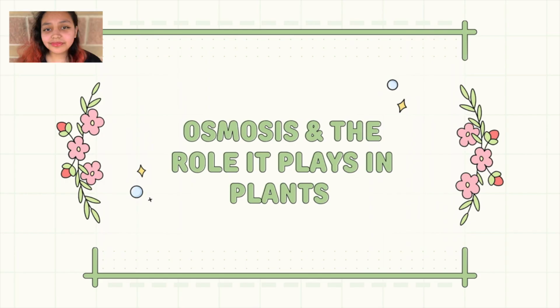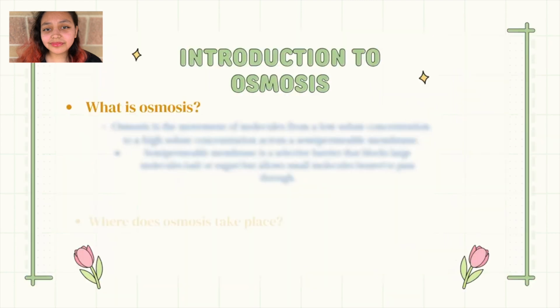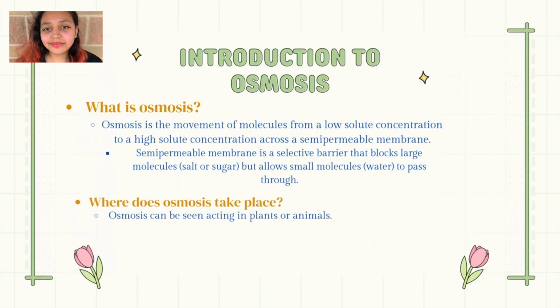Hello there, everyone. Today we're going to be going over osmosis and the role it plays in plants. What is osmosis? Osmosis is the movement of molecules, in this case water, from a low solute concentration to a high solute concentration across a semi-permeable membrane. A semi-permeable membrane is a selective barrier that blocks large molecules such as salt or sugar, but allows small molecules such as water to pass through.